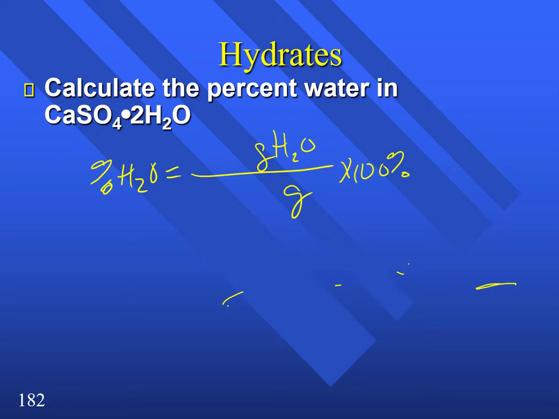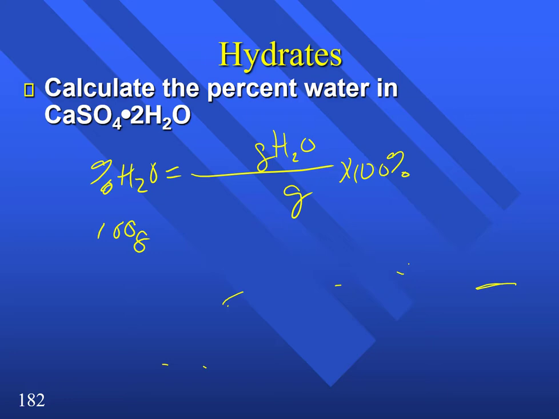Anybody got any problem with that? That's right. So, does it matter how much calcium sulfate I have? Is that going to change the percent water in the calcium sulfate? I can pick any amount. Because it's percent, I'm going to pick an amount that makes my life easy. I'm going to pick 100 grams. Why would I pick 100 grams?